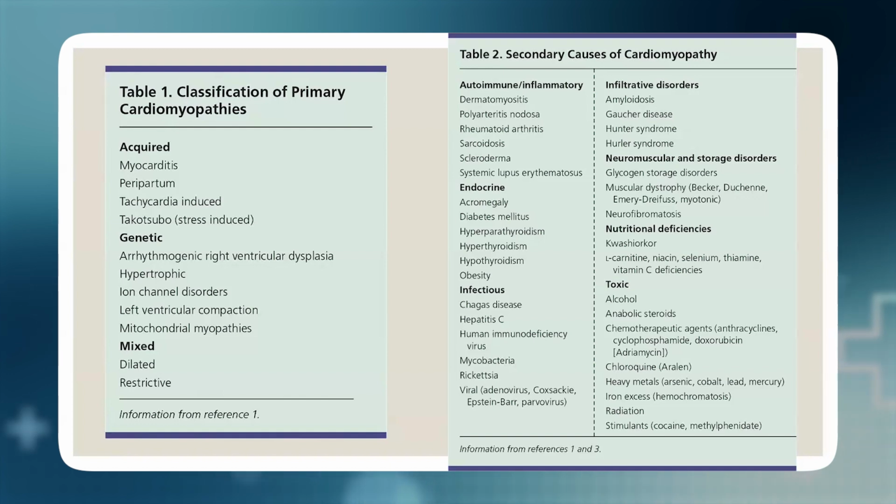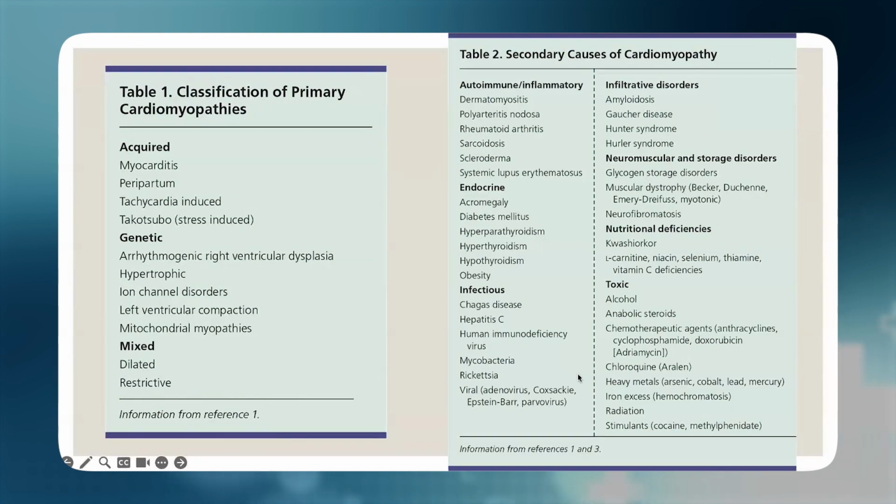Acquired are myocarditis, peripartum, tachycardia induced, or Takotsubo cardiomyopathy, which is also called stress induced cardiomyopathy. Genetic common variants are arrhythmogenic right ventricular dysplasia, also known as ARVD or ARVC, and hypertrophic cardiomyopathy, ion channel disorders, left ventricular non-compaction, and mitochondrial myopathies. There are many others as well. Mixed are dilated and restrictive types, which can be either acquired or genetic or both.